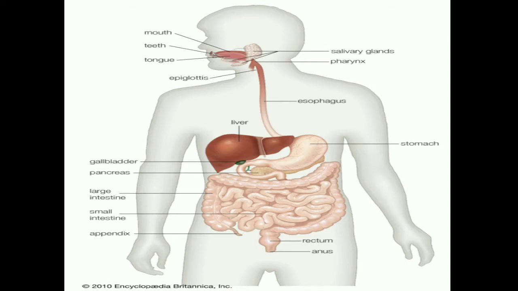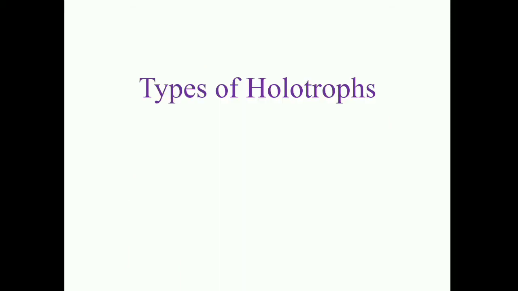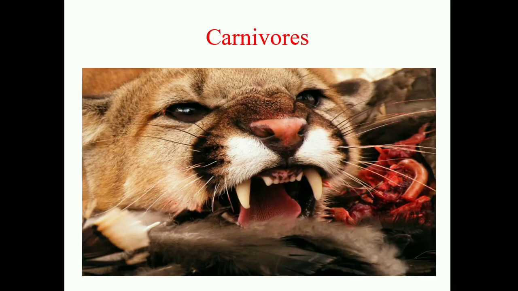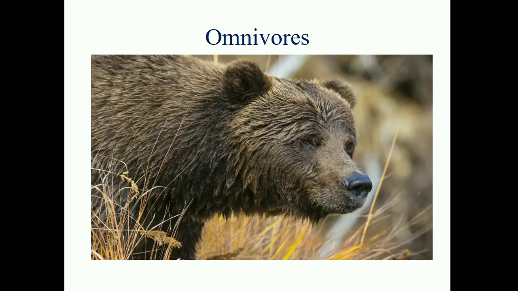Now depending upon type of food that holozoic animals are consuming, they are of several types. So types of holozoics or holotrophs are: herbivores when they consume plant matter. Cows, buffaloes, goats, zebras, these are herbivores. If they consume flesh or animal matter, it is said to be carnivores. Tiger, lion, leopard, these all are carnivores. If they consume both, like man, crow and bear, they are omnivores. They consume both plant as well as animal matter.